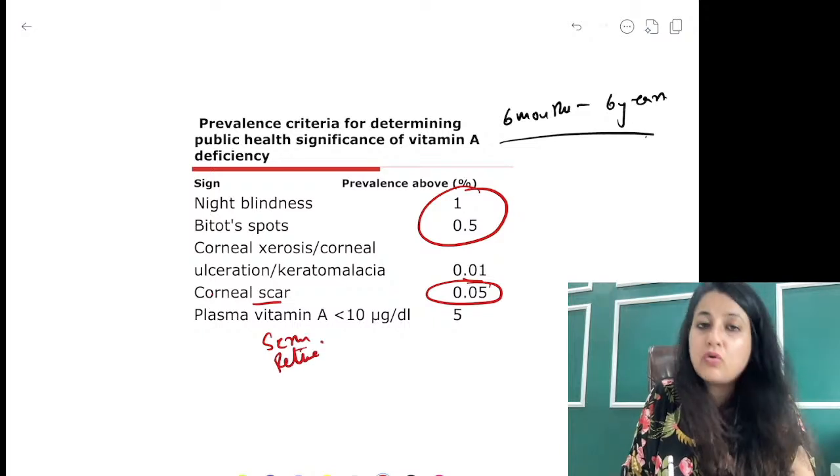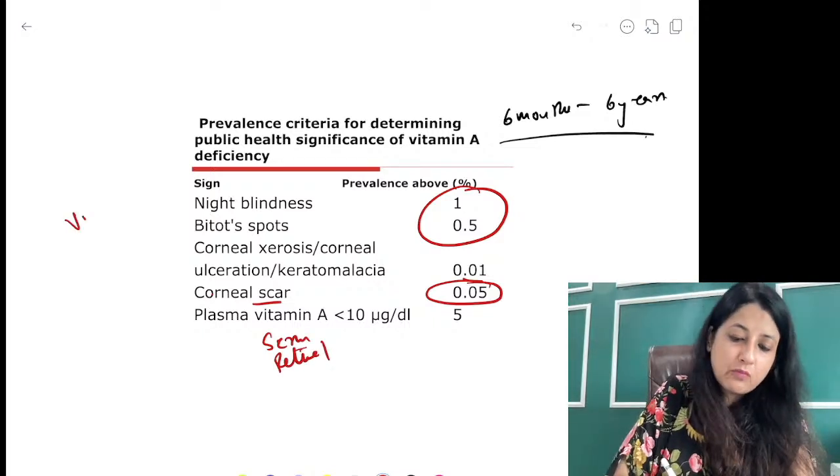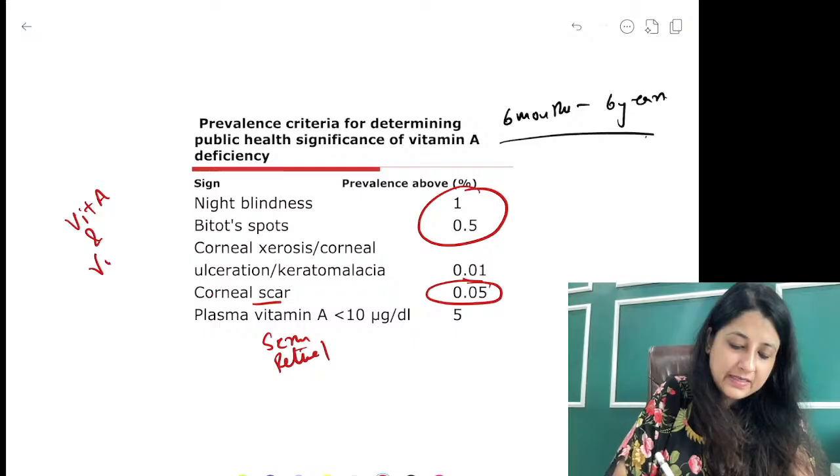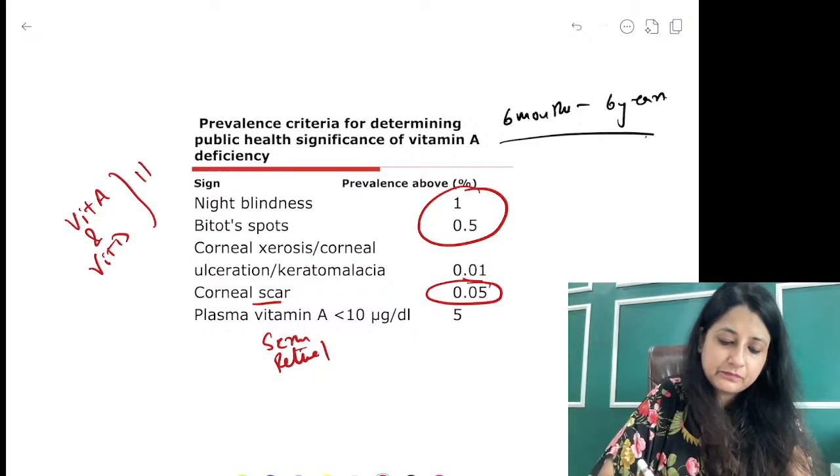What is the richest source of vitamin A guys? Vitamin A and vitamin D. They have asked this.